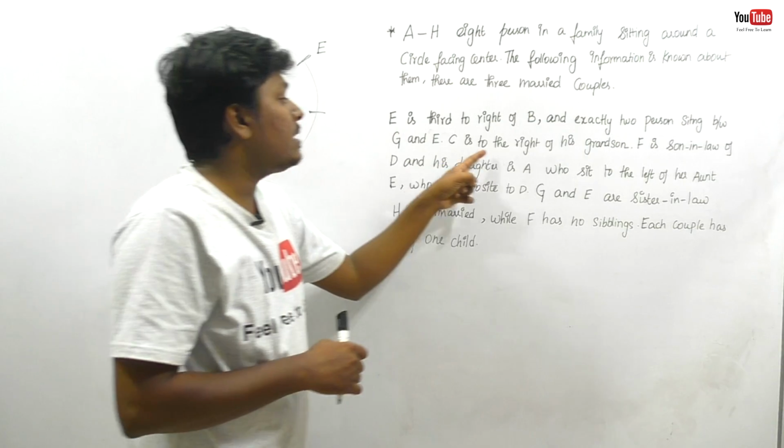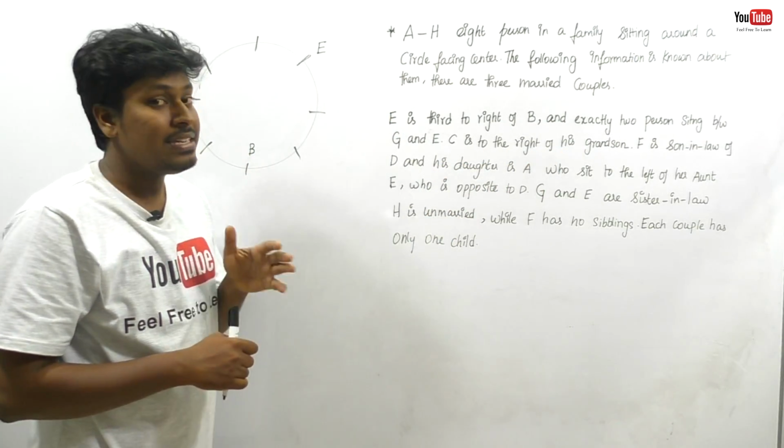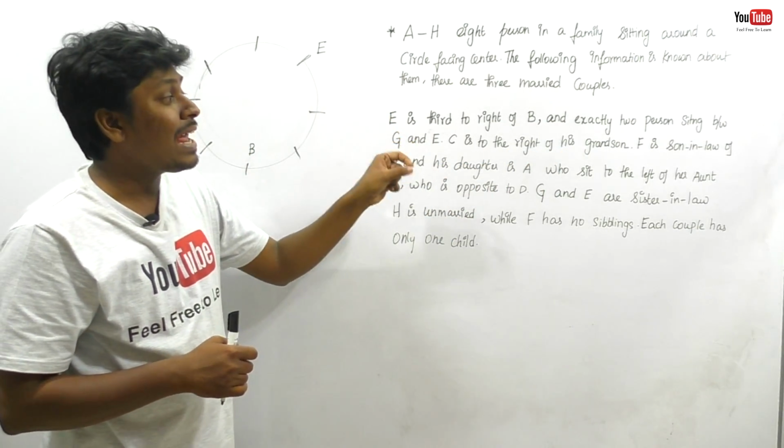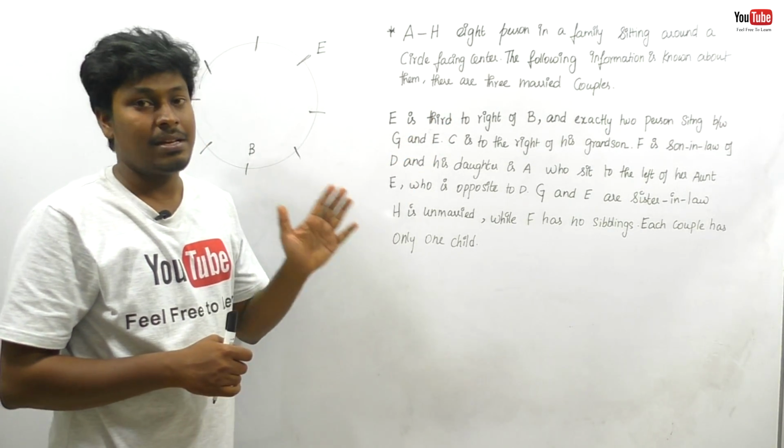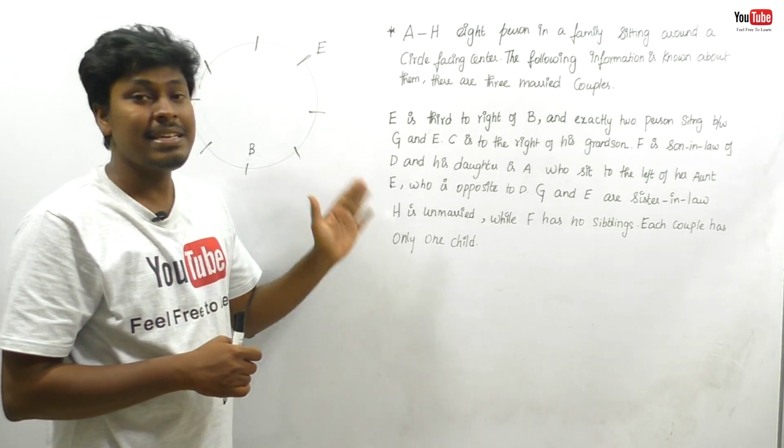Okay, C is to the right of his grandson. See here, friends, C is to the right of his grandson, right? So C is having a grandson. We can clearly know from this point that C is having a grandson.